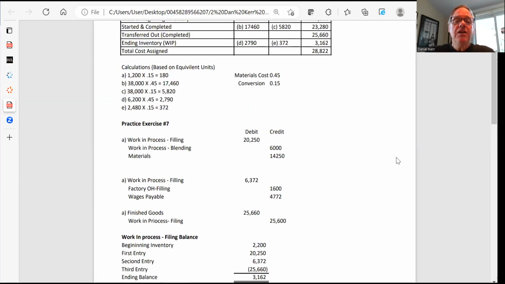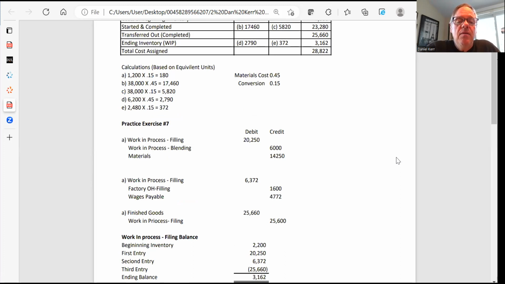Okay. So the first entry, and yes, it does matter what order you put these things in. The first one is a debit to work in process, the filling department, which reflects the cost transferred in from the billing department and also from materials.